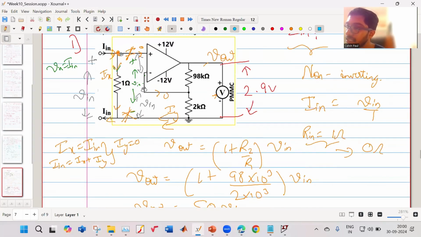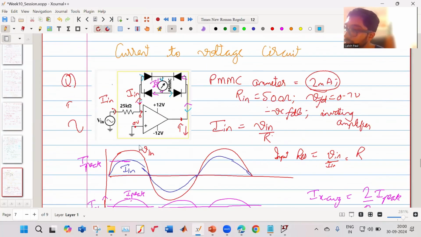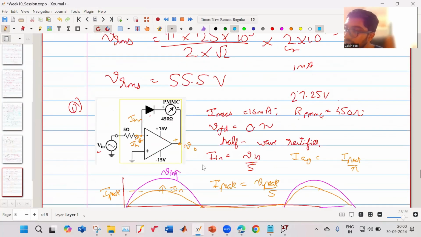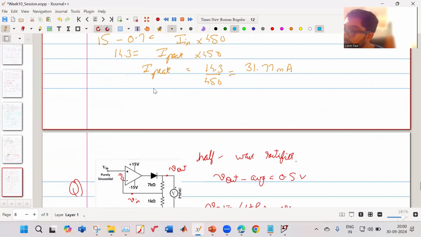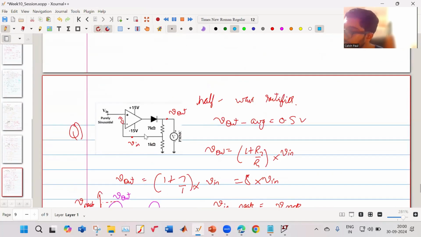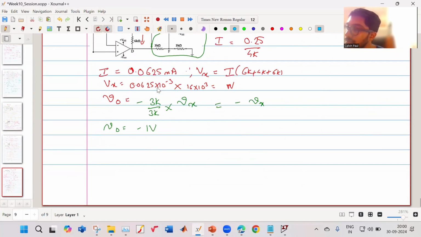Then the assignment: this current to voltage converting circuit. Then this full wave rectifier based circuit we did. Then we saw this half wave rectifier based circuit we studied. And what should be the maximum value of current also we found. Then this also is the precision rectifier circuit. And then this is the instrumentation amplifier circuit. Those we saw. Okay. And then at the end, we saw the LTSpice simulation.